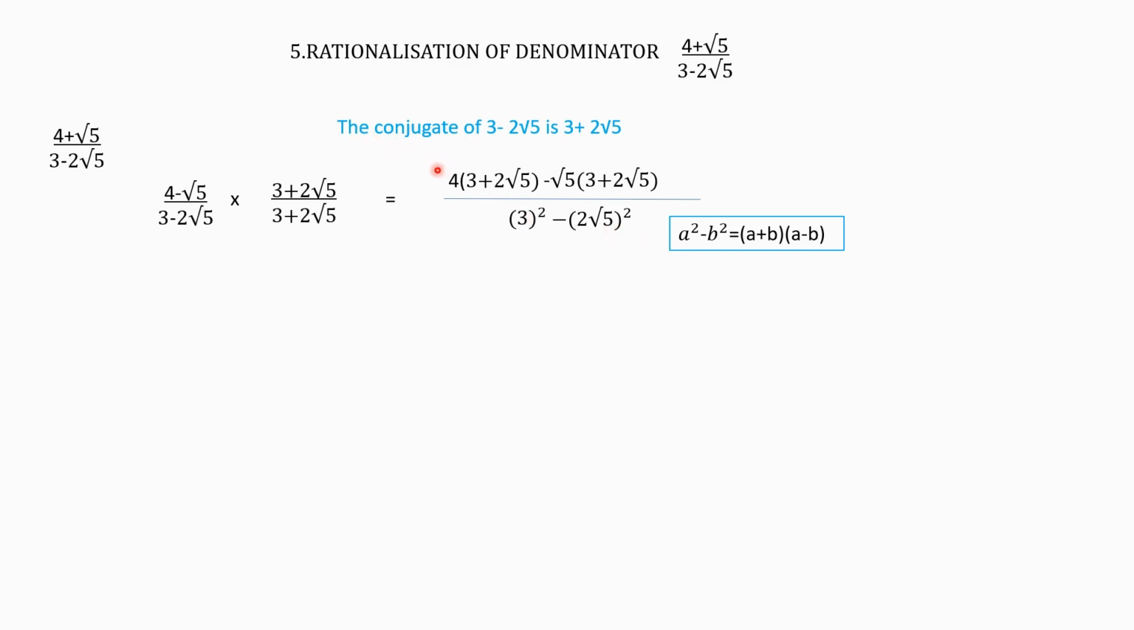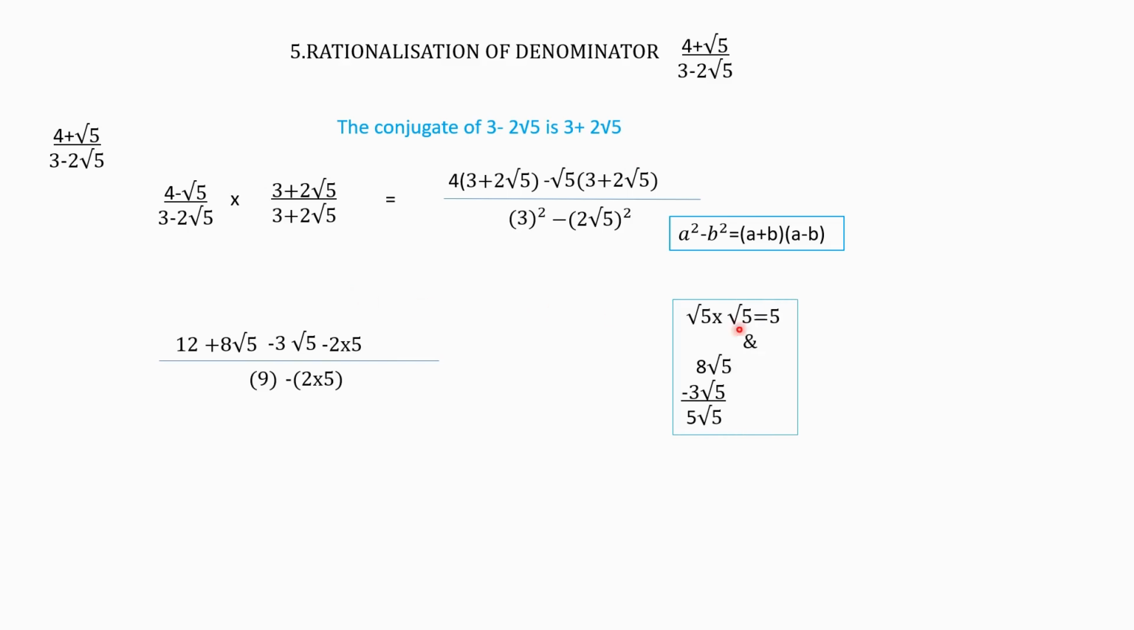Next step. Let's open up the bracket. We have 4 into 3 as 12, and 4 into 2 root 5, we get 8 root 5. And again minus root 5 into 3, we get minus 3 root 5, and minus root 5 into 2 root 5, we get minus 2 into 5 as 10. Please note that root 5 into root 5, the roots cancel each other, and we get 5.